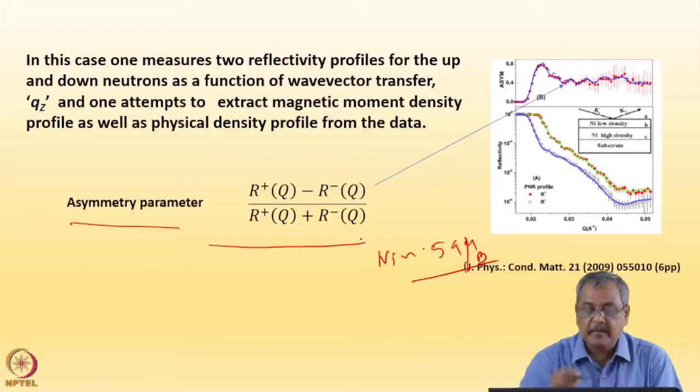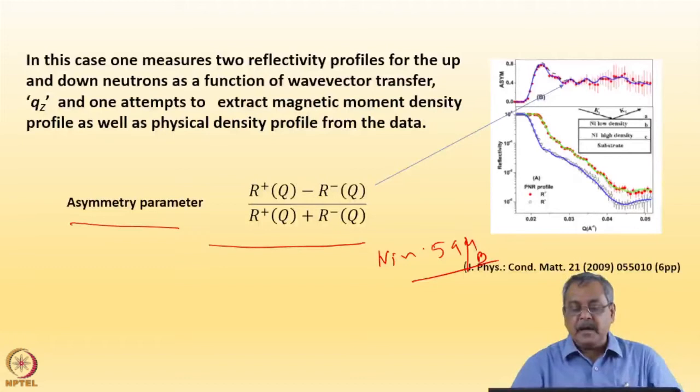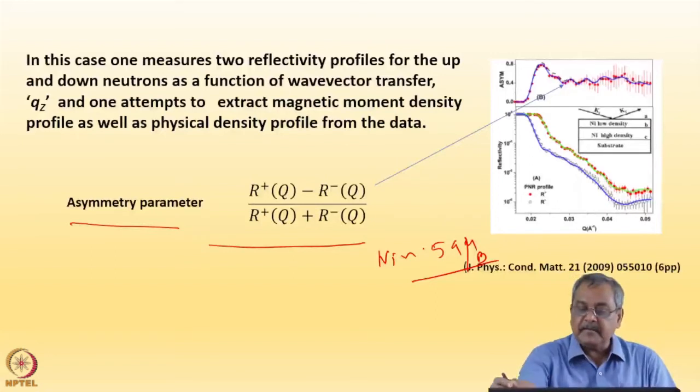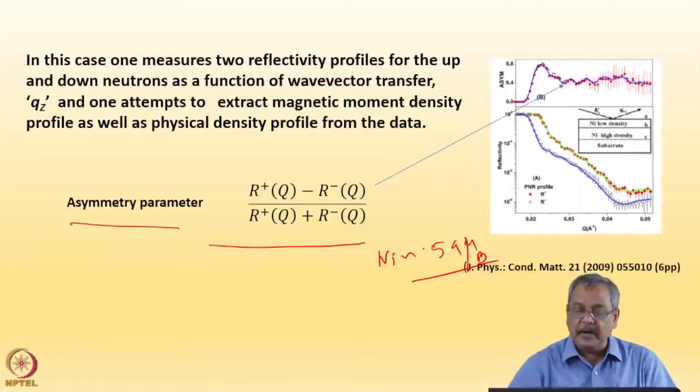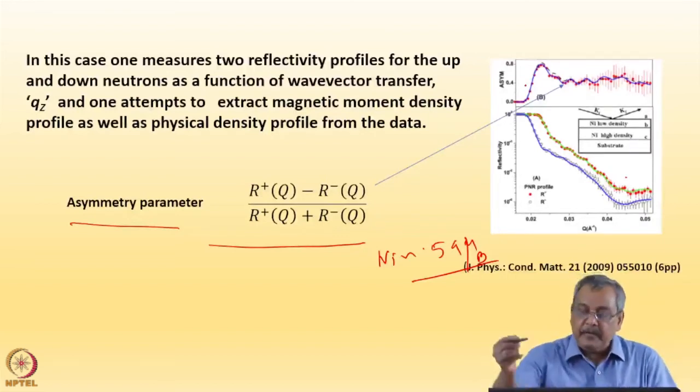Asymmetry parameter is (R plus minus R minus) divided by (R plus plus R minus), that is, R+ minus R− divided by R+ plus R−. So this asymmetry parameter joins the two reflectivity profiles at one, and also joins the fit to both of them as I show here. We have fitted it using Parratt's formalism for the two spin components, and this is the joint fit which shows the oscillations. These oscillations are due to Kiessig oscillations. You can see the asymmetry parameters and the fit, and from the fit we could get the magnetic moment density in this medium.